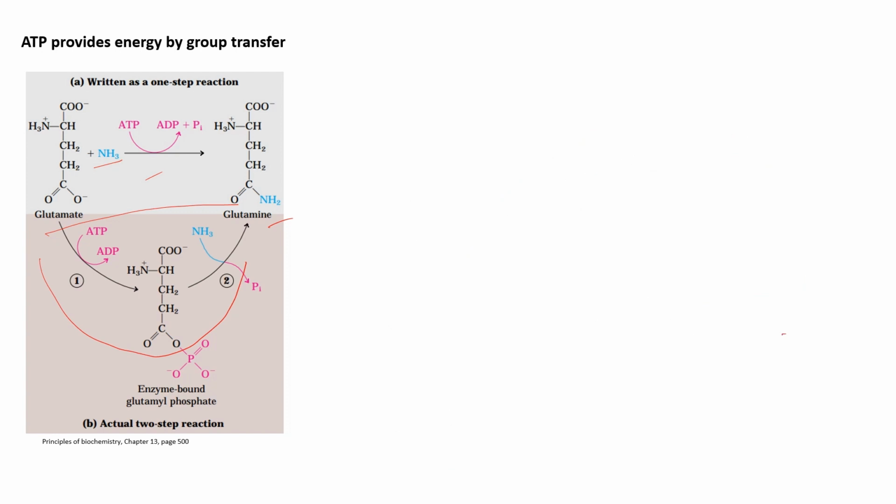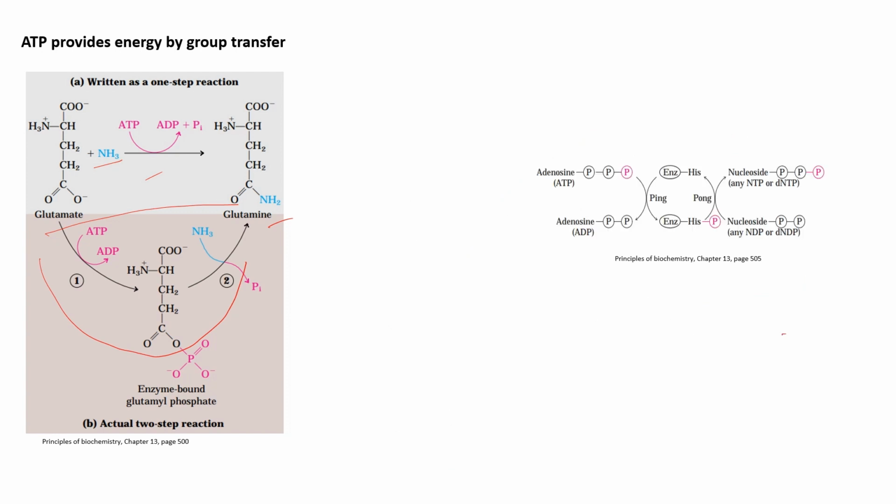This type of mechanism is also known as ping pong mechanism, where ATP donates this phosphate which remains bound with the enzyme, and when needed, this phosphate is again released to some NDP to convert it into NTP, and the enzyme will revert to its earlier form. So this is known as ping pong mechanism.